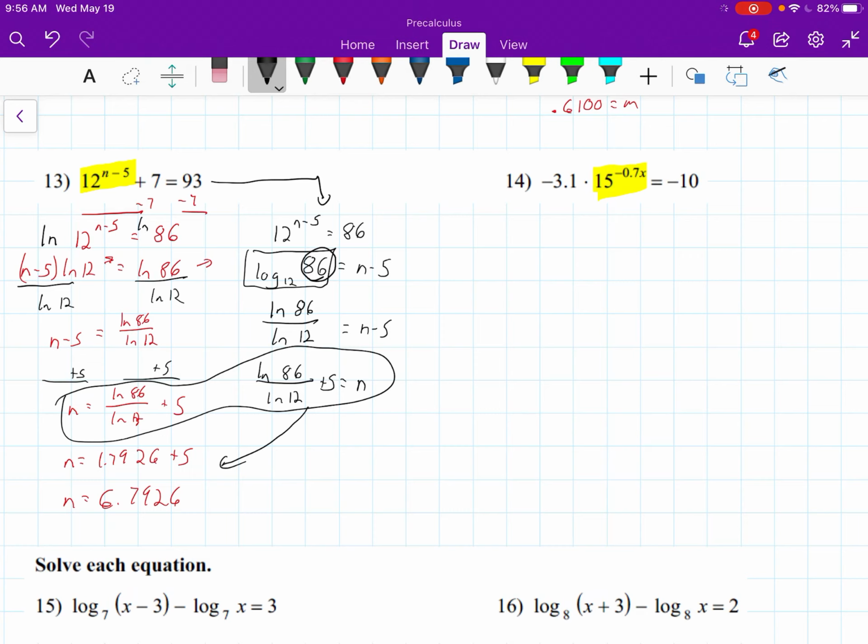Number 14, I won't finish this one out, but you would start by isolating the radical. In this case, you would have to divide by negative 3.1 to start with. And you get 15 to the negative 0.7x equals negative 10 divided by 3.1. You could actually leave it as a fraction because then it's a little easier to write out each time, in my opinion. But if you do divide it, you get 3.2258, and you could go ahead and solve from there.